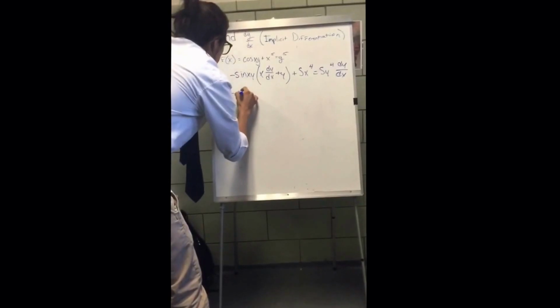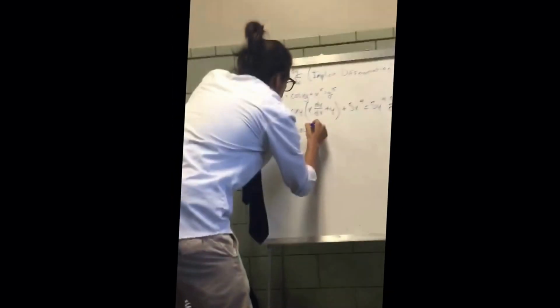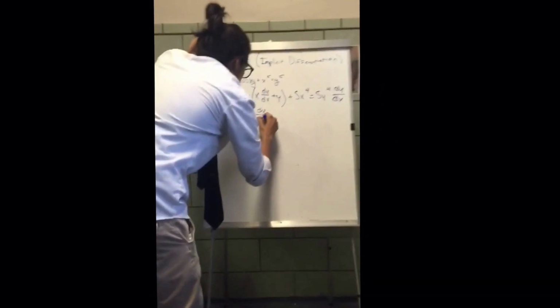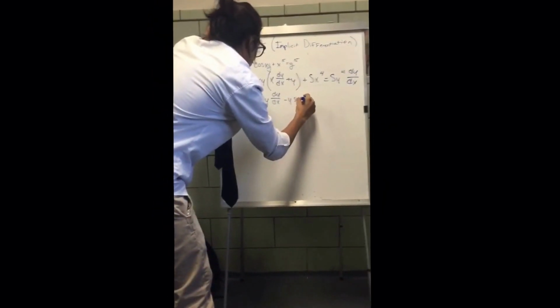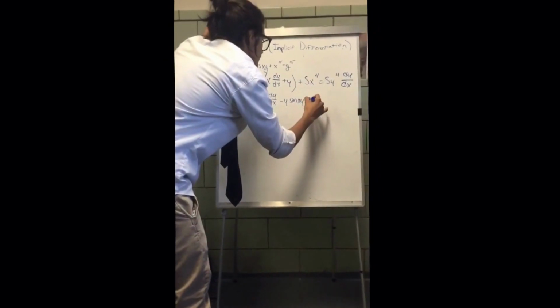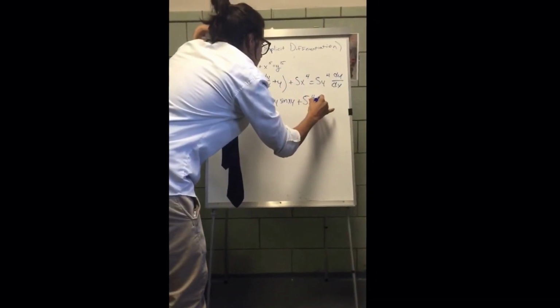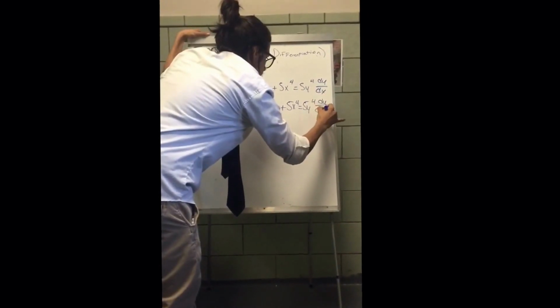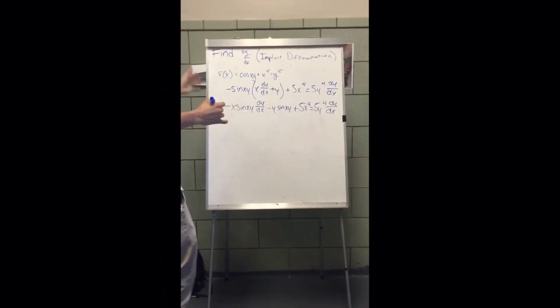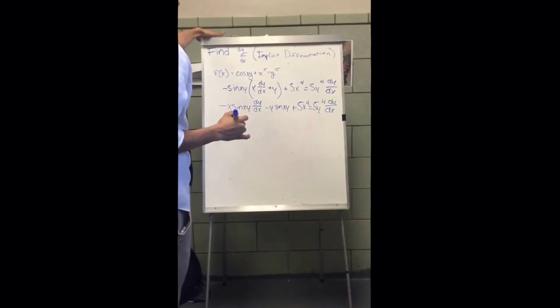Alright, so now we're going to distribute the negative sine xy to the x dy/dx and the y. And now that that's done, we're going to bring the dy/dx's to each side and combine like terms.